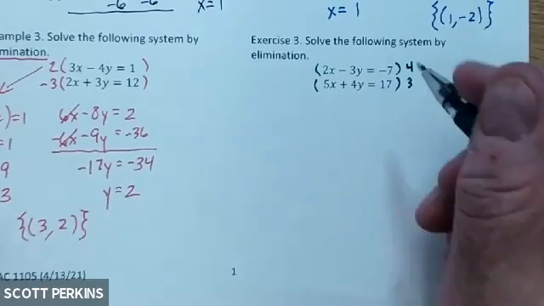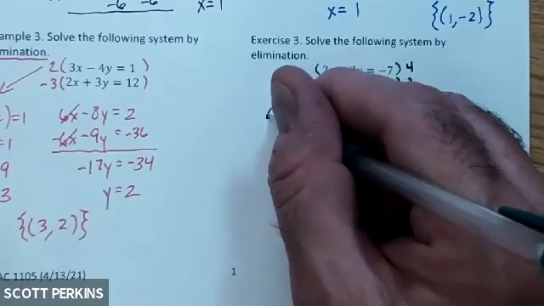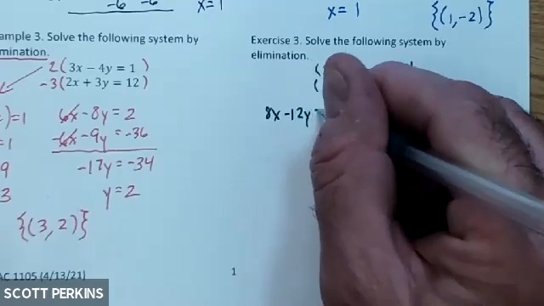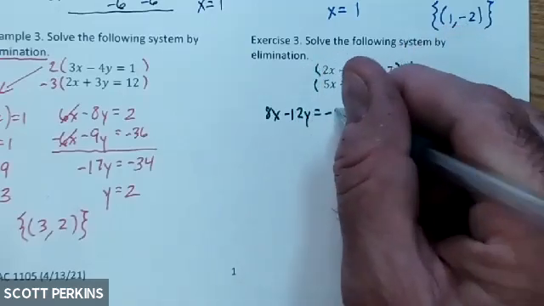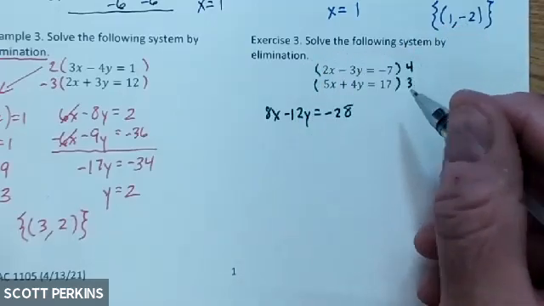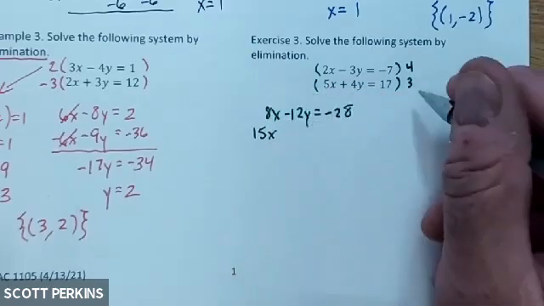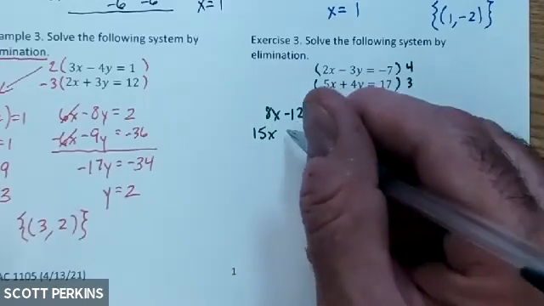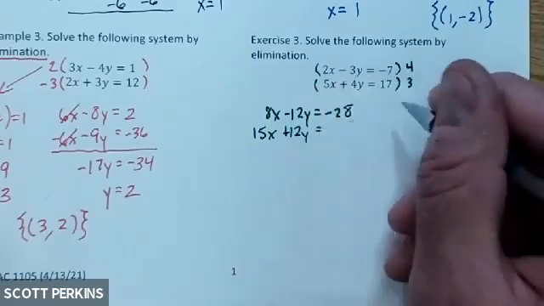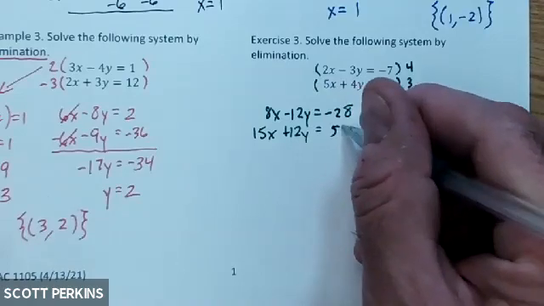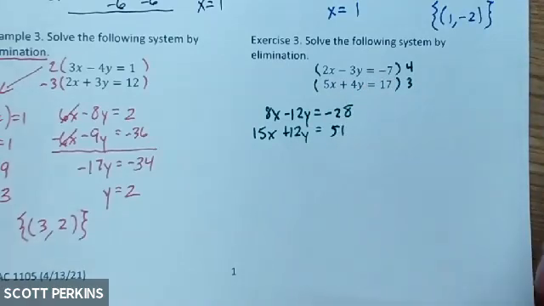So when I do that, 4 times 2x is 8x. 4 times -3 is -12y, and 4 times -7 is -28. The bottom equation, 3 times 5 is 15x. 3 times 4 is positive 12y, and then 3 times 17 is 51. Before I move on, does anyone have any different numbers that I have that we need to talk about?